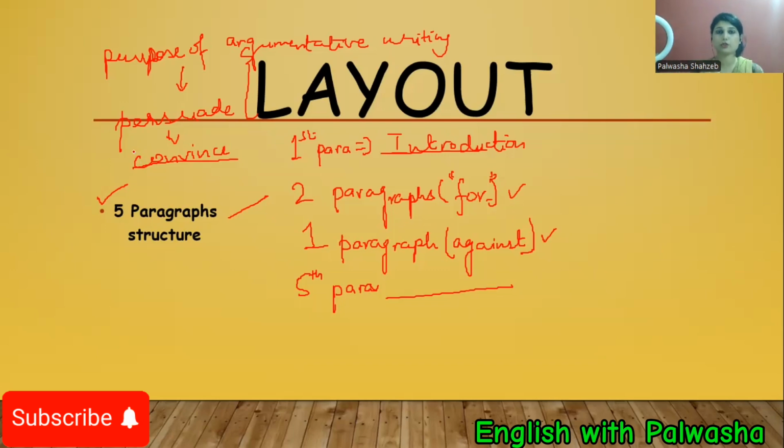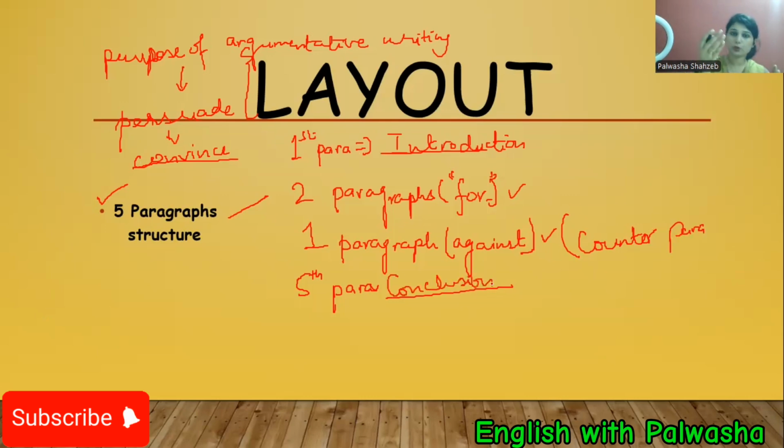If you are able to convince the reader with your wordings, with your arguments, then definitely you are achieving the goal. And of course, when the first paragraph is the introduction, the rest of the two paragraphs are in favor of that. The fourth paragraph is going to be against that topic, which is called a counter paragraph. We call it a counter para, right? And then the fifth paragraph is automatically going to be a conclusion, right?